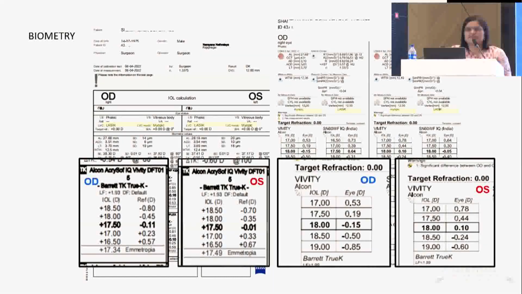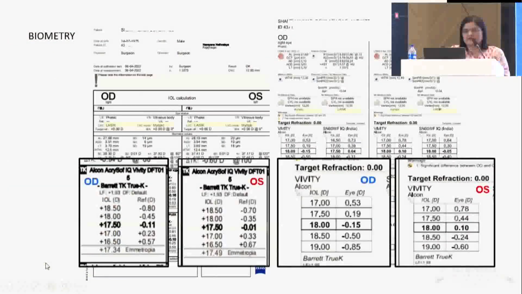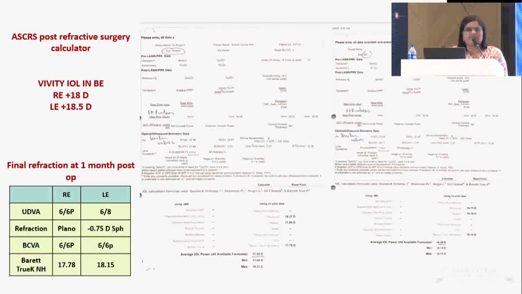Now let's see what the surgeon did. The surgeon implanted a Vivity plus 18 in the right eye and 18.5 in the left eye. The Barrett True K No History formula had suggested something like 17.78 for the right eye and 18.15 for the left eye. So you can see that the difference between these formulas is very, very close.